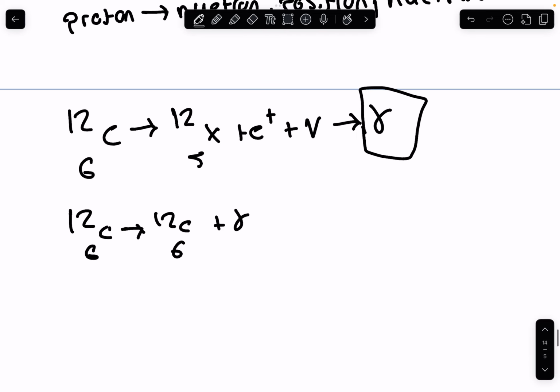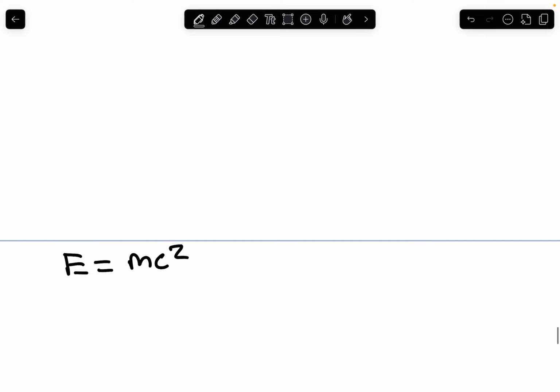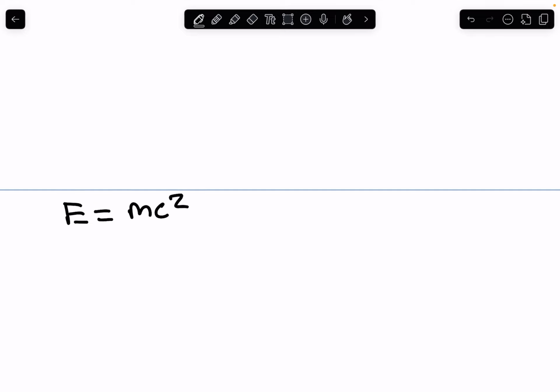Another thing that is very important in radioactive decay: radioactive decay actually releases energy. Let me write down the equation first. This is the equation I know many of you know. It's Einstein's mass-energy equivalence equation, E equals mc squared.